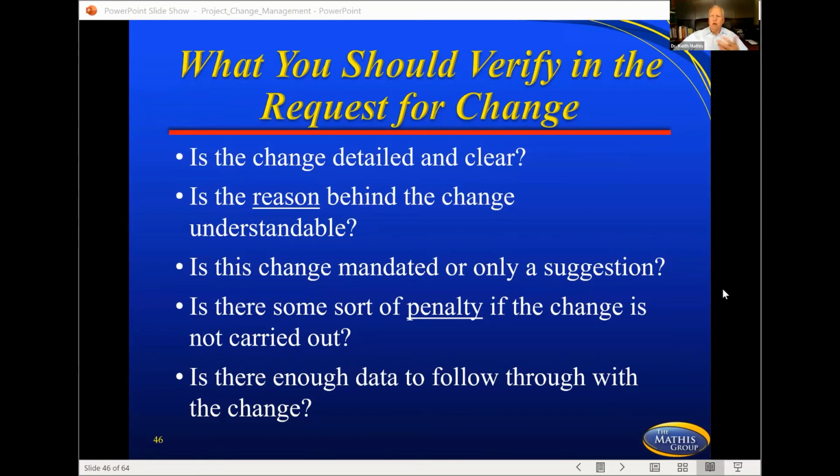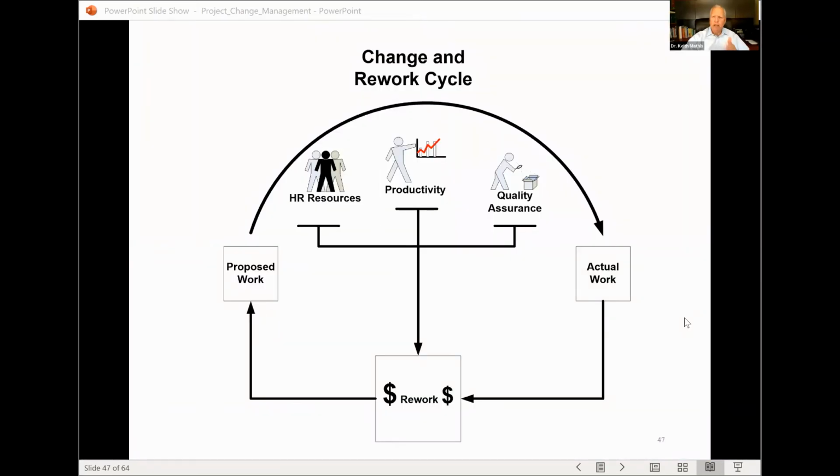Why did we not do this? Why did we not try this? Is there some sort of penalty if the change is not carried out? Is there enough data to follow through with the change? We think something's going to happen, but we haven't really done an analysis, but do we have enough data? Now, you're looking at proposed work compared to actual work, and that's what you're having to look at here. So a lot of things feed into this.